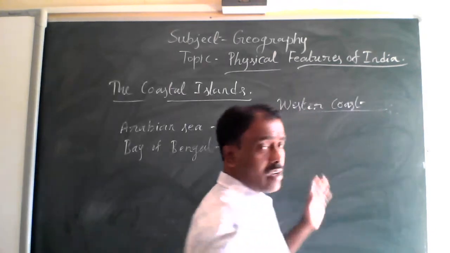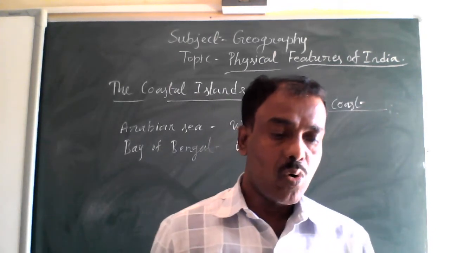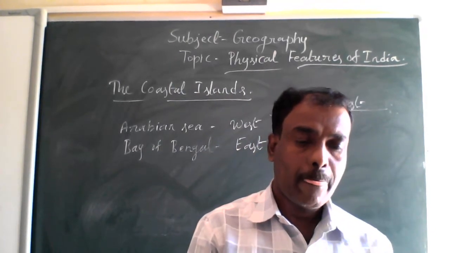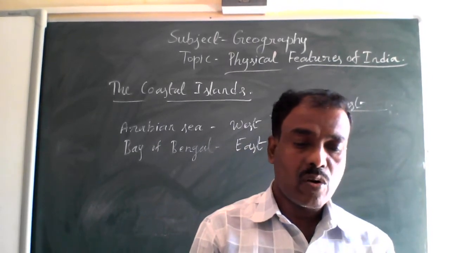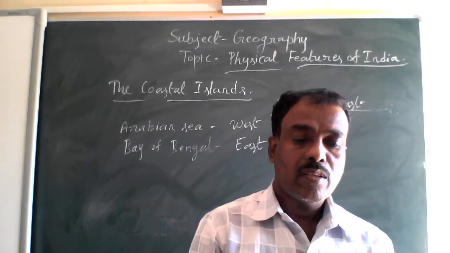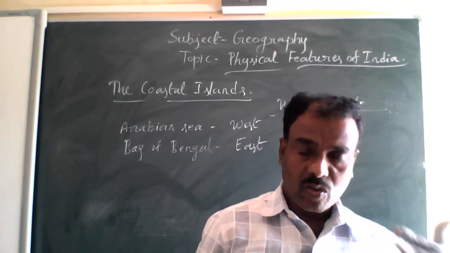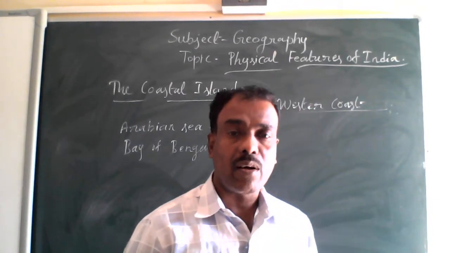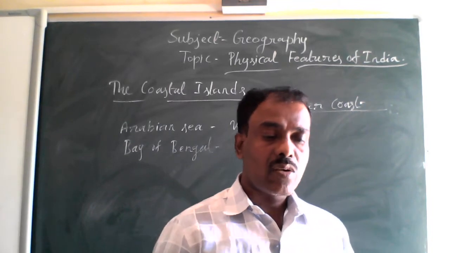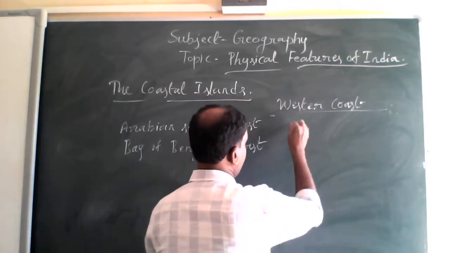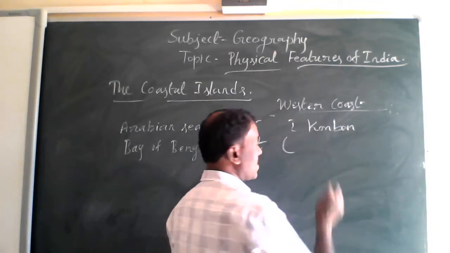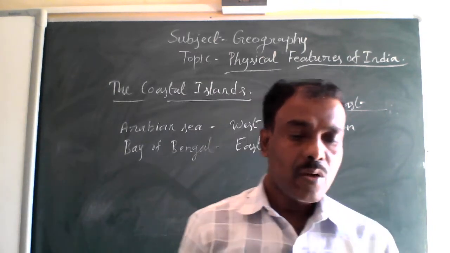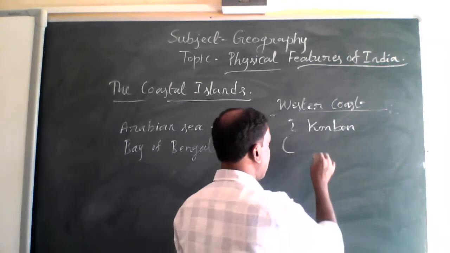So it consists of three coasts. Getting now? The northern part of the coast is called Konkan. That is Mumbai, Goa.